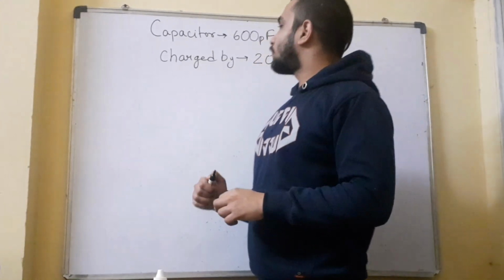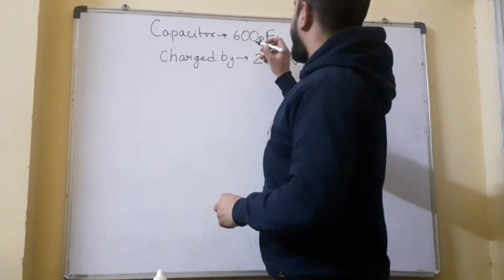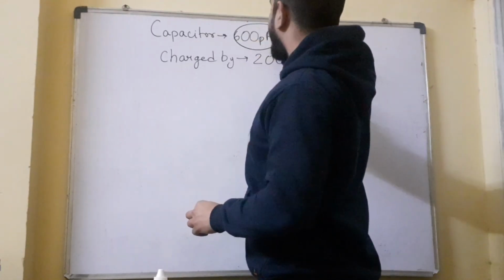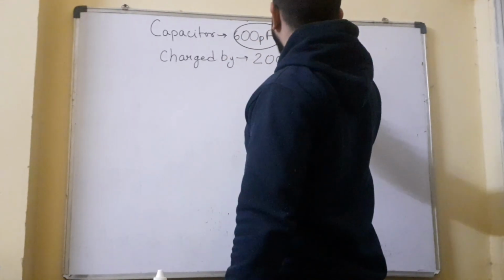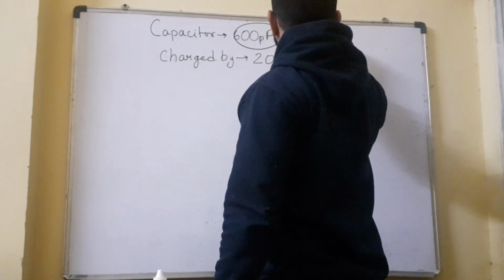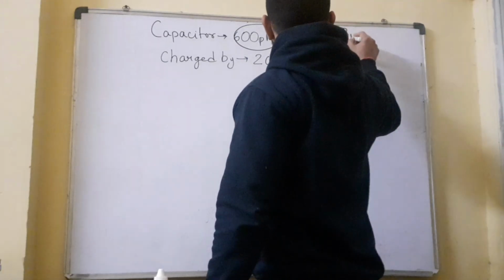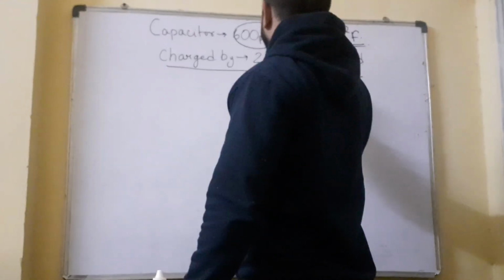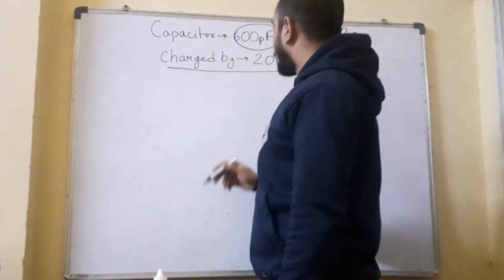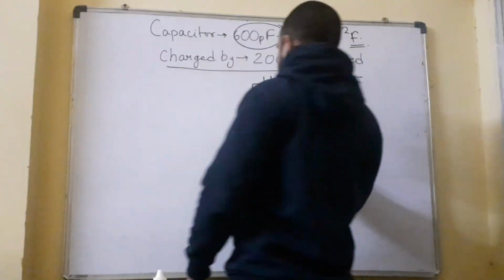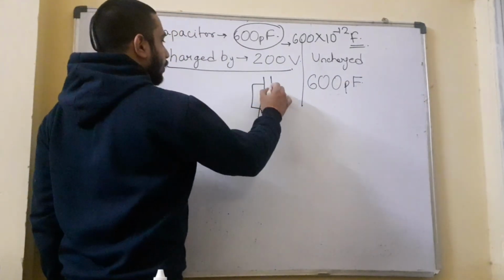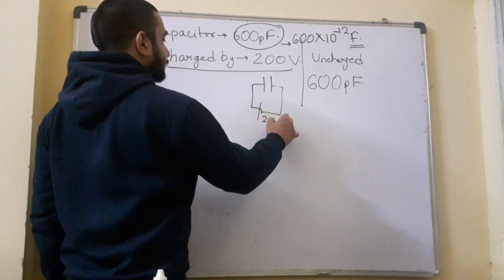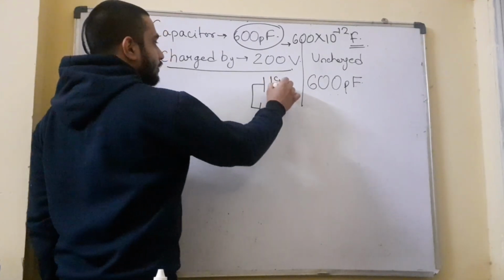Okay, so this first question is, the capacitance of the capacitor is 600 picofarad, and if we change it to farad it will be 600 into 10 to the power of minus 12 farad. Okay, and it is charged by a battery which has a voltage of 200 volt. Suppose this was the capacitor and it is charged like this with a battery of 200 volts. Okay, this is C1.